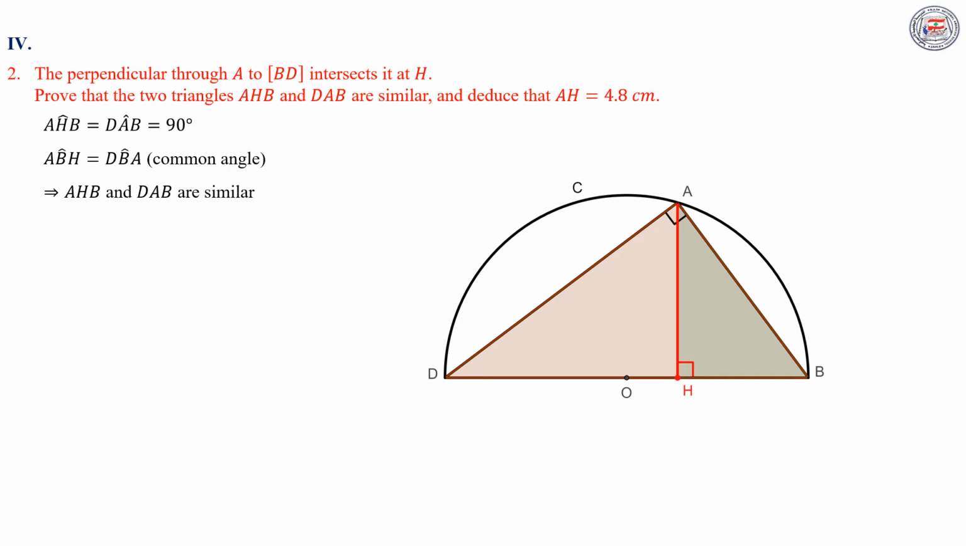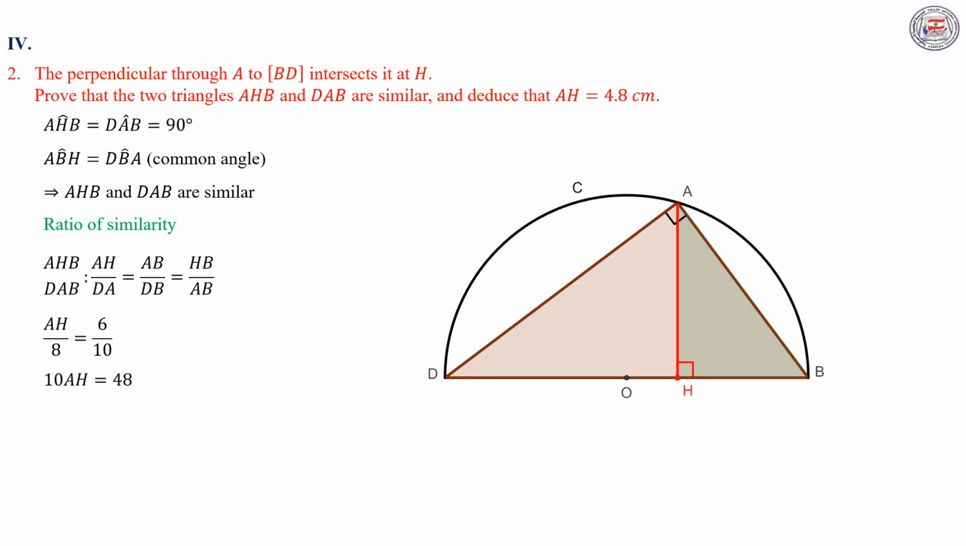We still have to deduce that AH equals 4.8 centimeters. So we have to write the ratio of similarity. So we put the two triangles AHB and DAB and we write the ratio of similarity. AH over DA equal AB over DB equal HB over AB. So AH over DA, which is equal to 8, equal AB, which is equal to 6 over DB, which is equal to 10. And we make a cross multiplication, so we get 10 AH equal 48, then AH equal 4.8 centimeters.